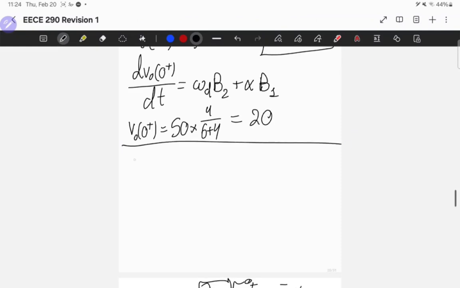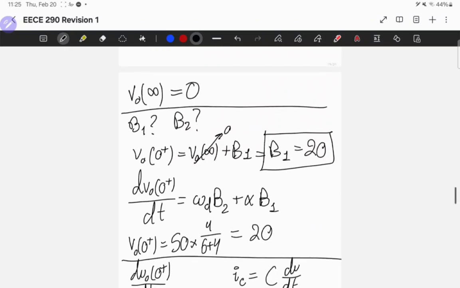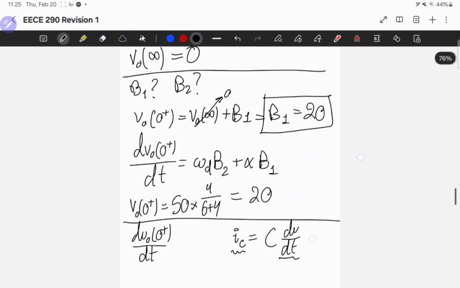Now for the other, I need dV0 at 0 plus by dt. If I check my equations, to get the derivative of the voltage, the easiest equation is the current in the capacitor. This is equal to C dV by dt. So in my circuit, if I figure the initial current in the capacitor, I can easily figure the initial derivative of the voltage, the initial change in the voltage. So I need to figure out IC.